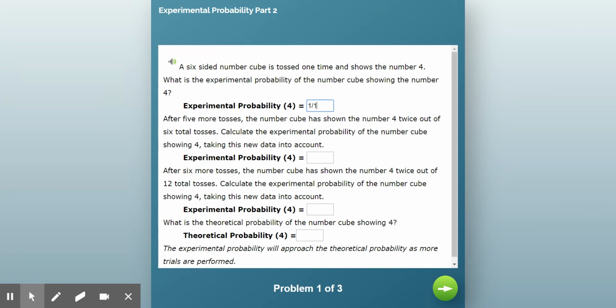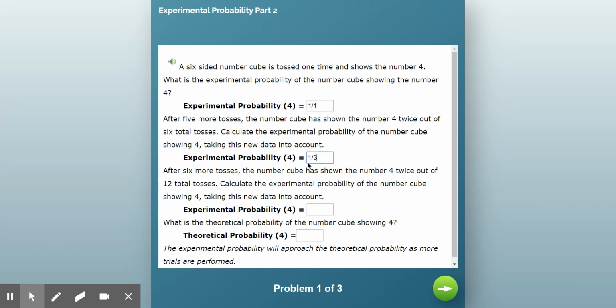Now we continue the experiment. After 5 more tosses, the number cube has shown the number 4 twice out of the 6 total tosses. So calculate the experimental probability of the number cube showing 4, taking this new data into account. Well, it's landed on 4 twice, and it has been tossed a total of 6 times. Well, 2 out of 6 can be simplified, correct, to 1/3. So we went from a 100% chance that it would happen to a 1/3 chance that it would happen, or a 33.3% chance it would happen.